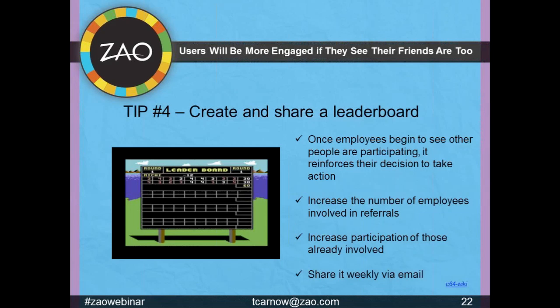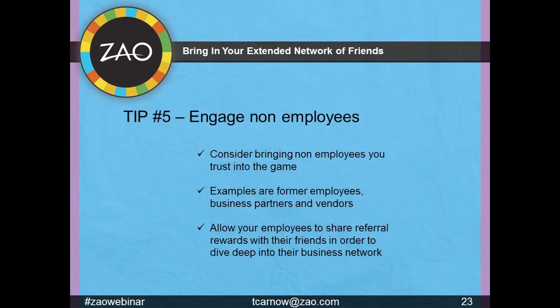So once employees see other referrals being made by friends, they will definitely be more motivated to take action. And that's going to bring us to tip number 5, Z. We're going to ask you to engage non-employees.